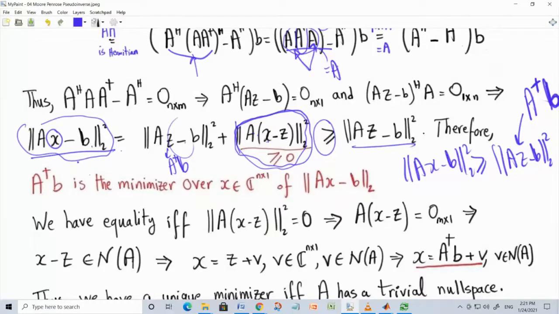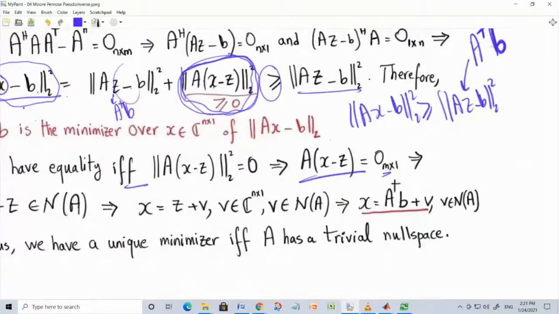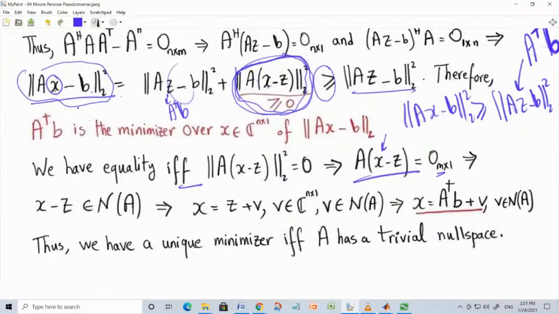So can we have equality? You have equality if this term here is strictly equal to 0. And if a vector norm is equal to 0, it must be the case that the vector itself is equal to 0. So we have equality if and only if this is the all-0 vector. For any vector x that satisfies this, the vector x will also be a minimizer, right?